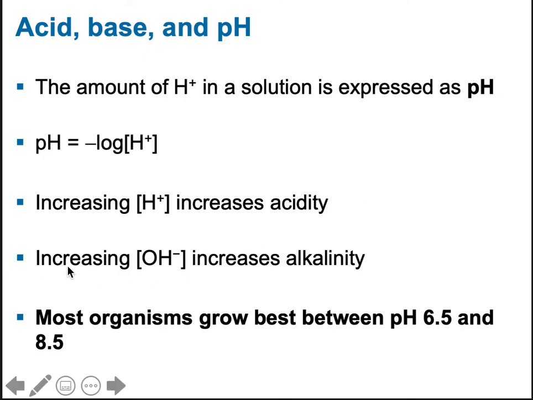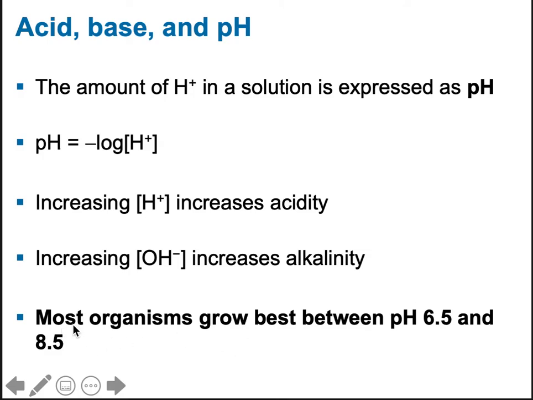Okay. Likewise, increasing the amount of hydroxide ions is going to increase alkalinity. Another way to think of this would be to decrease the amount of hydrogen. So hydroxide will readily bind free hydrogen in solution, reducing your concentration of hydrogen and increasing your pH.